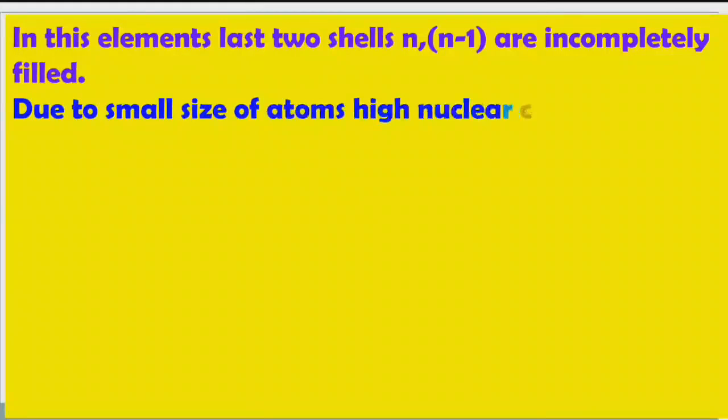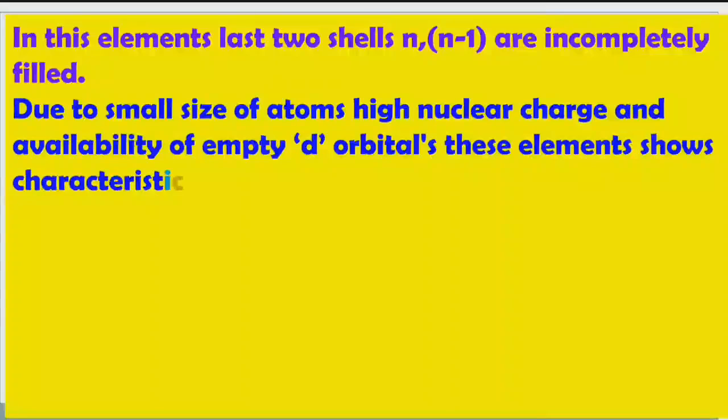In these elements, the last two shells, the nth shell and (n-1) shell, are incompletely filled. Due to small size of atoms, higher nuclear charge and availability of empty d orbitals, these elements show characteristic properties.